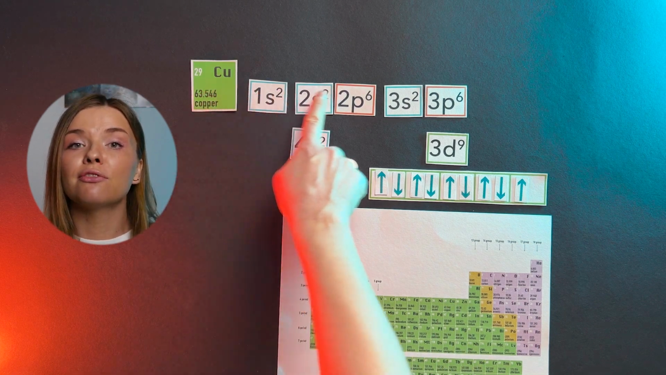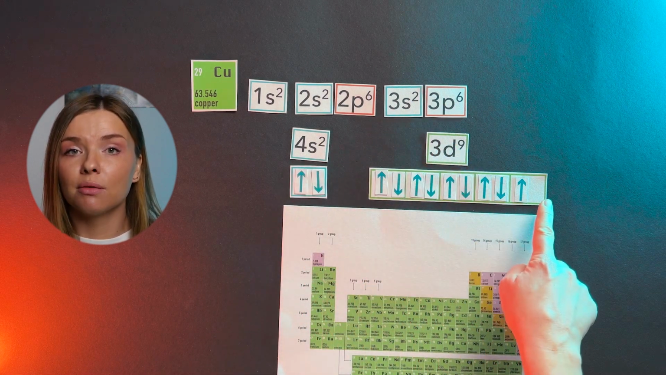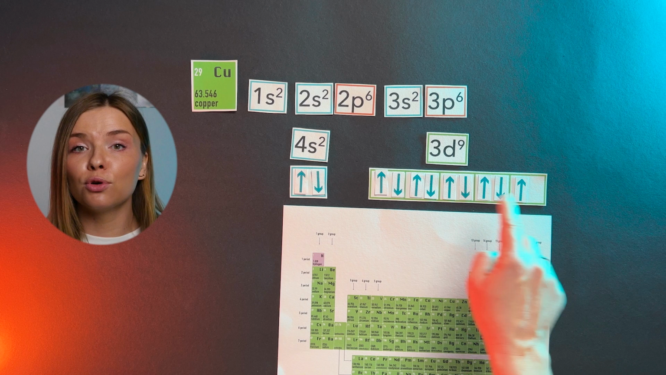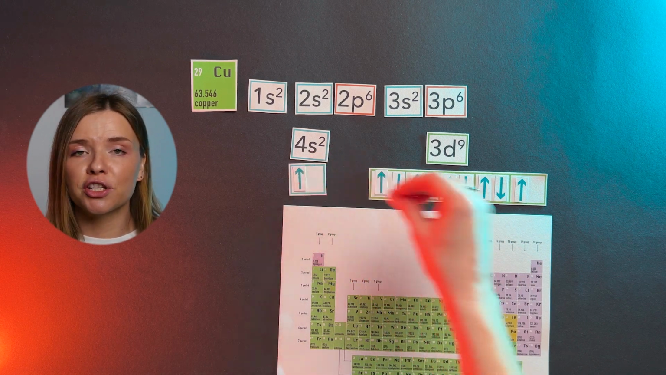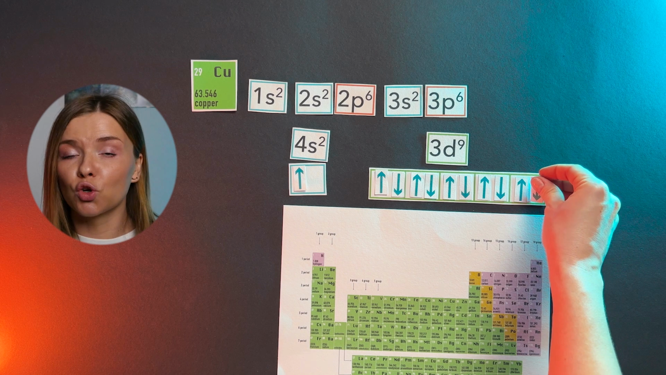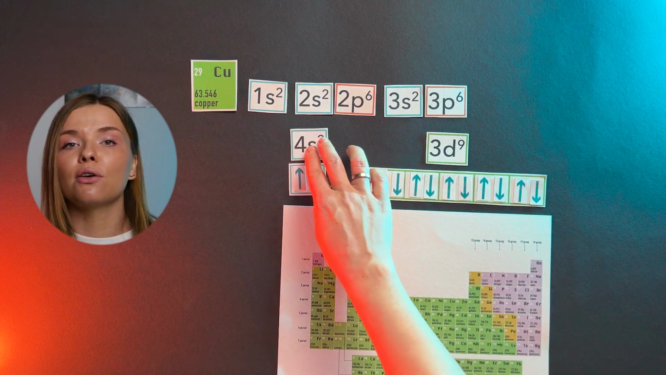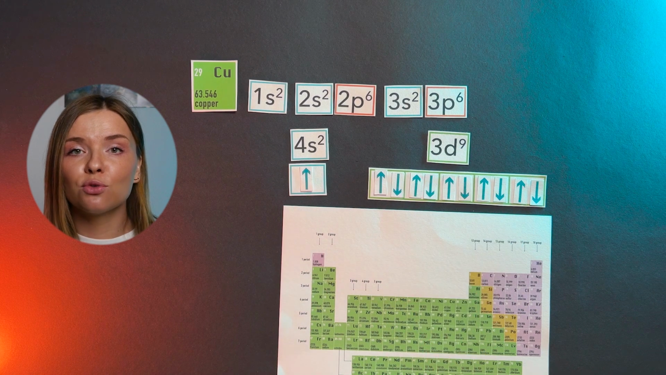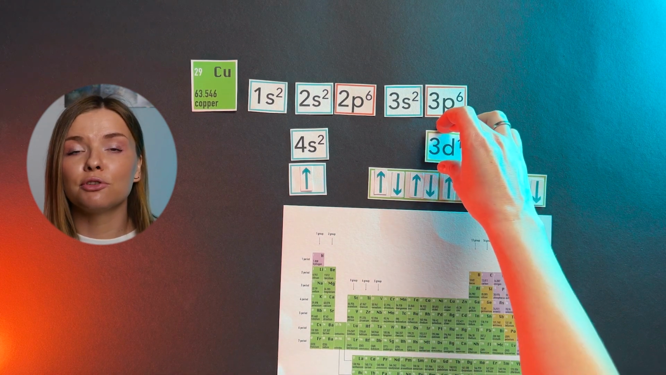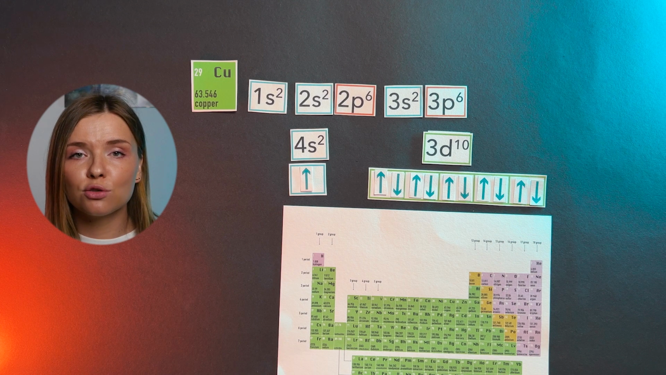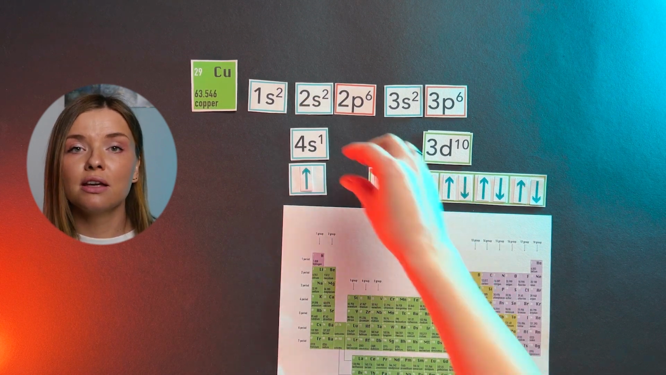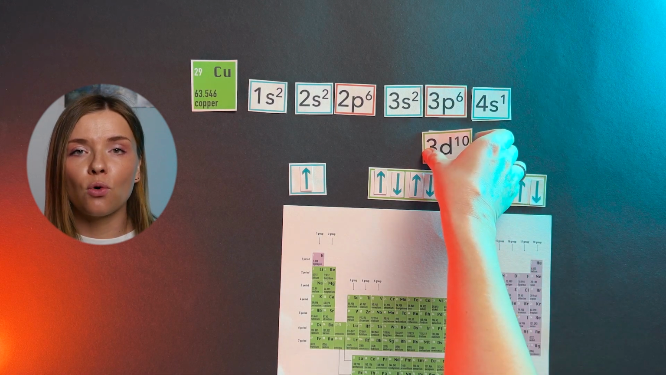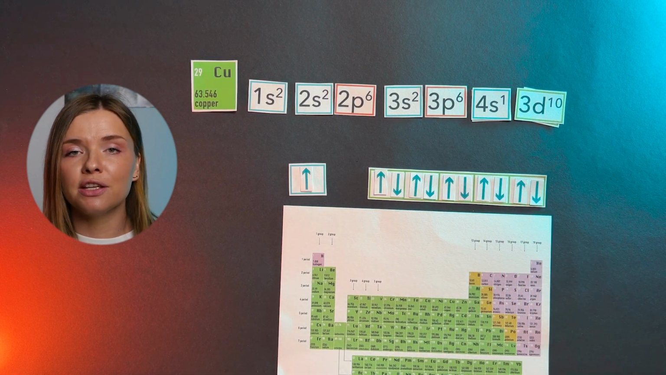In general, it should have 9 electrons in the d sublevel, but it turns out that a fully filled d sublevel is energetically favorable. Therefore, just like in chromium, 1 electron from the 4s sublevel jumps to the 3d sublevel, and the electron configuration of copper is 1s2, 2s2, 2p6, 3s2, 3p6, 4s1, 3d10.